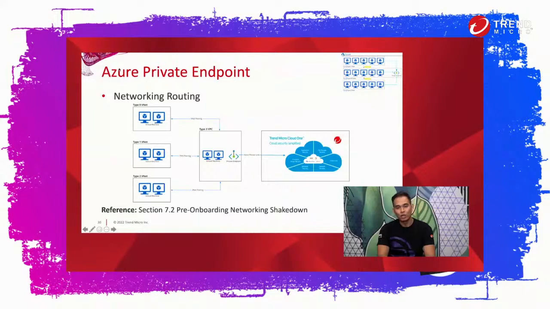Please ensure you have your VNet peering done and that the necessary routing has been configured between your VMs and the private endpoints before connecting to Cloud One Workload Security. So that's all for the networking part and the private endpoint creation.